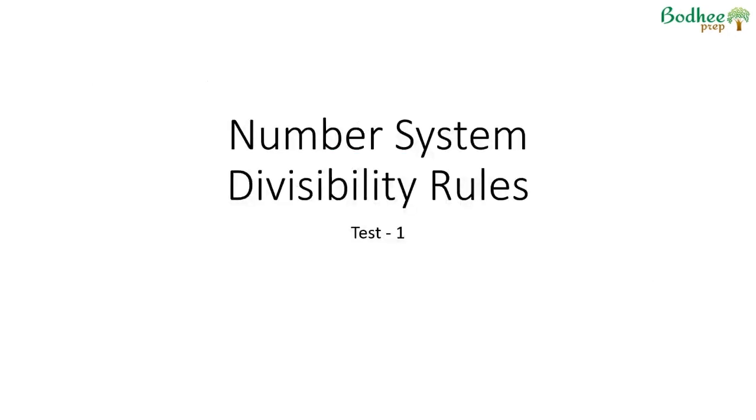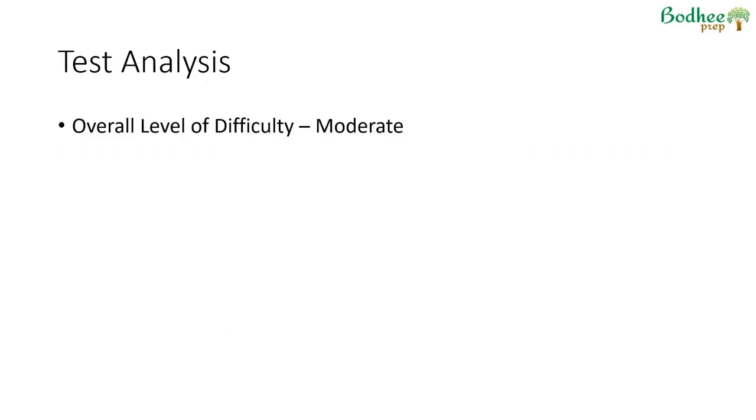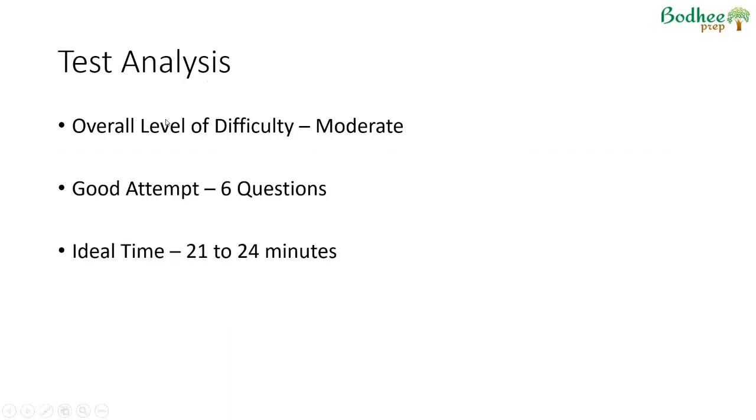This video is about the topic number system, subtopic divisibility rules, and this is the first test on the subtopic in the app. Test number one. If you look at the overall test, it was a moderate level of difficulty test, about 6 questions net correct would ensure a 90 to 95 percentile. Ideal time to go through the questions would be about 21 to 24 minutes because clearly there are questions where some cases are being formed.